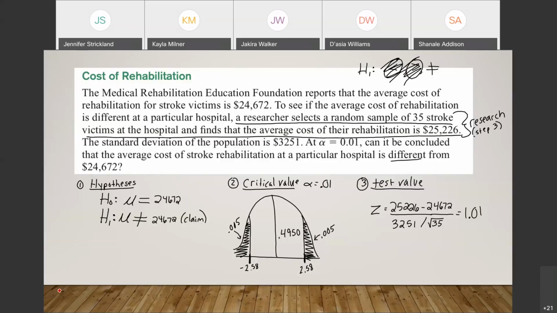Okay, so I'm going to mark it off on the curve. So I know 0 is in the middle. And 1.01 is pretty close to 0, right? Not past 2.58. So maybe somewhere right about here.